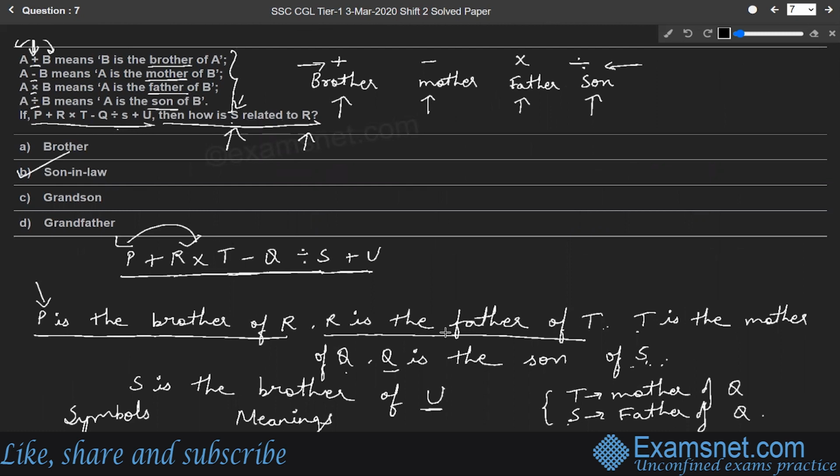In this type of question, all you have to do is make a family tree, and by making that tree, you can easily identify the relationship between all the people. So you can easily get the answer. I hope you are clear with this question.